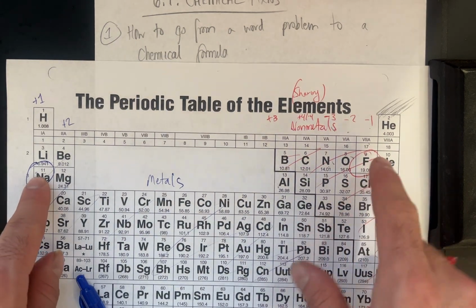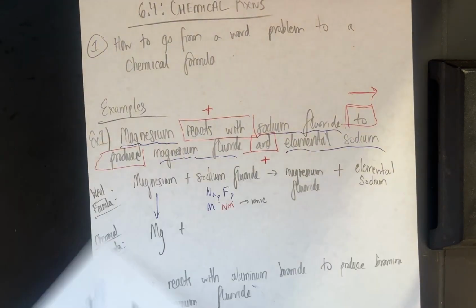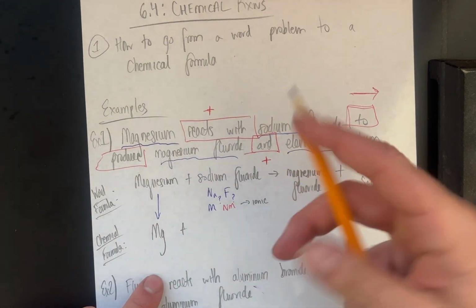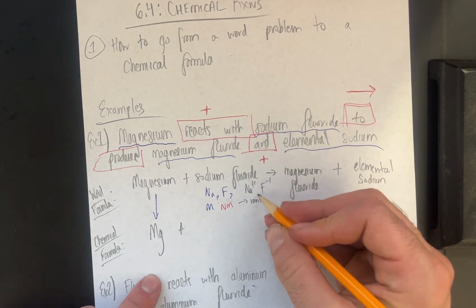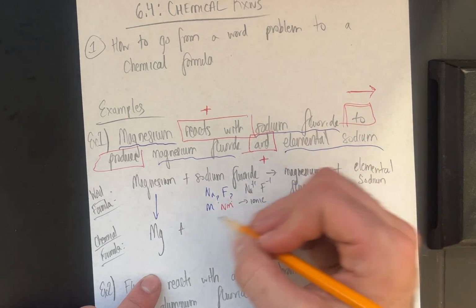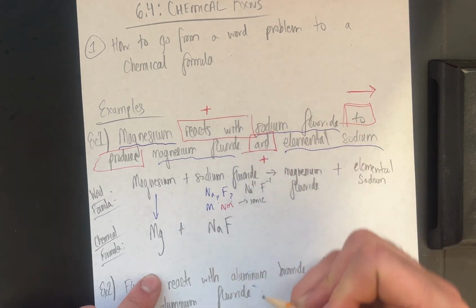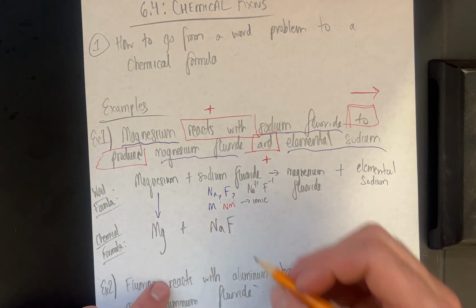So here, Na is +1, F is -1. Do practice that if you forgot, right? But since Na is +1 and F is -1, it's fine like that, right? And so it's 1 to 1. We only need 1 of each. And so we're just going to have NaF.